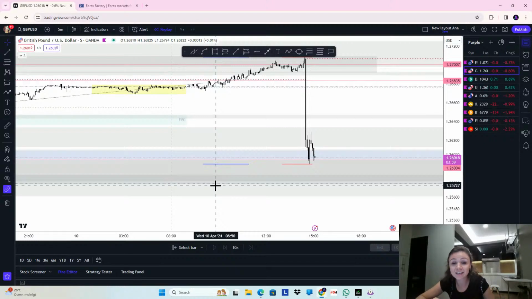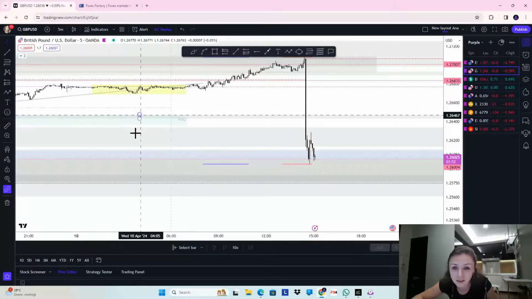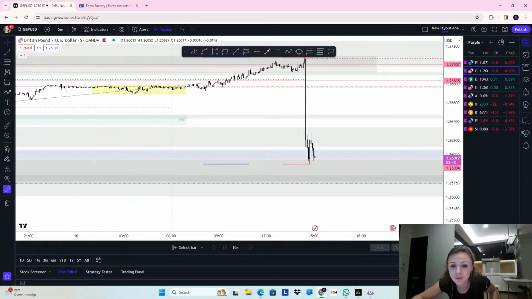Yeah. Like last time with NFP, I was so confident about that play, about the point of interest, and I like the shift in order flow. That's why I took this trade. But CPI, I don't think I've traded CPI. I cannot even remember a single time that I've traded after CPI.